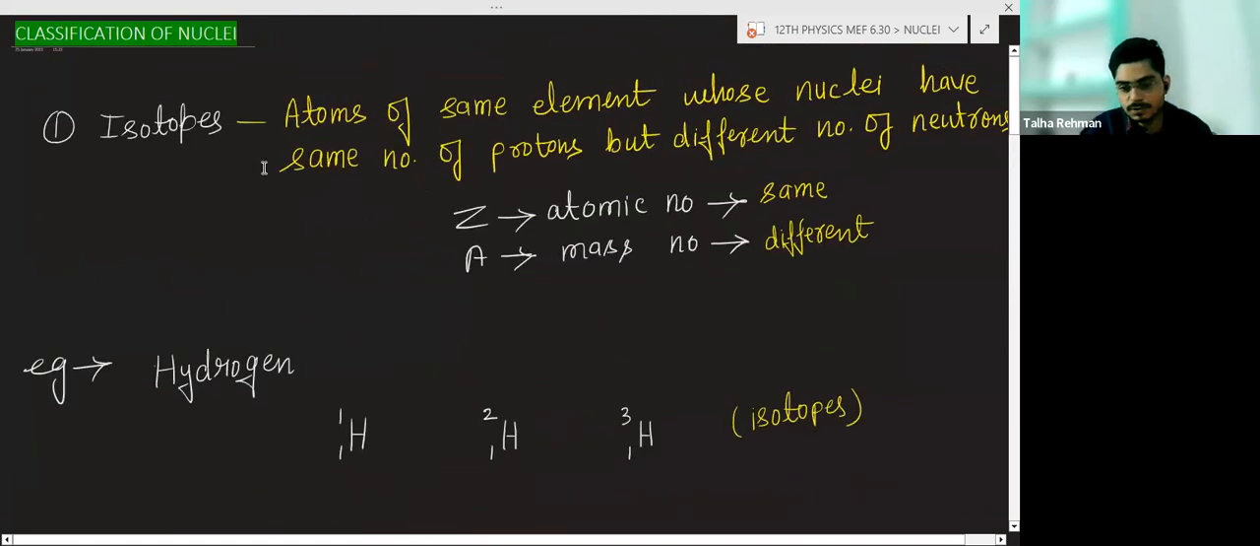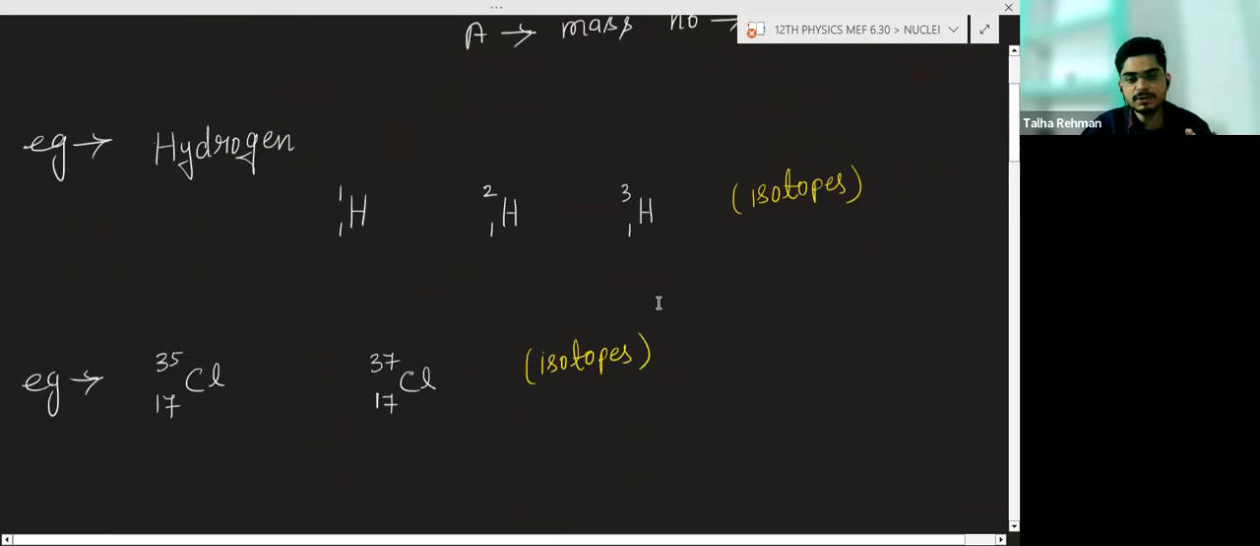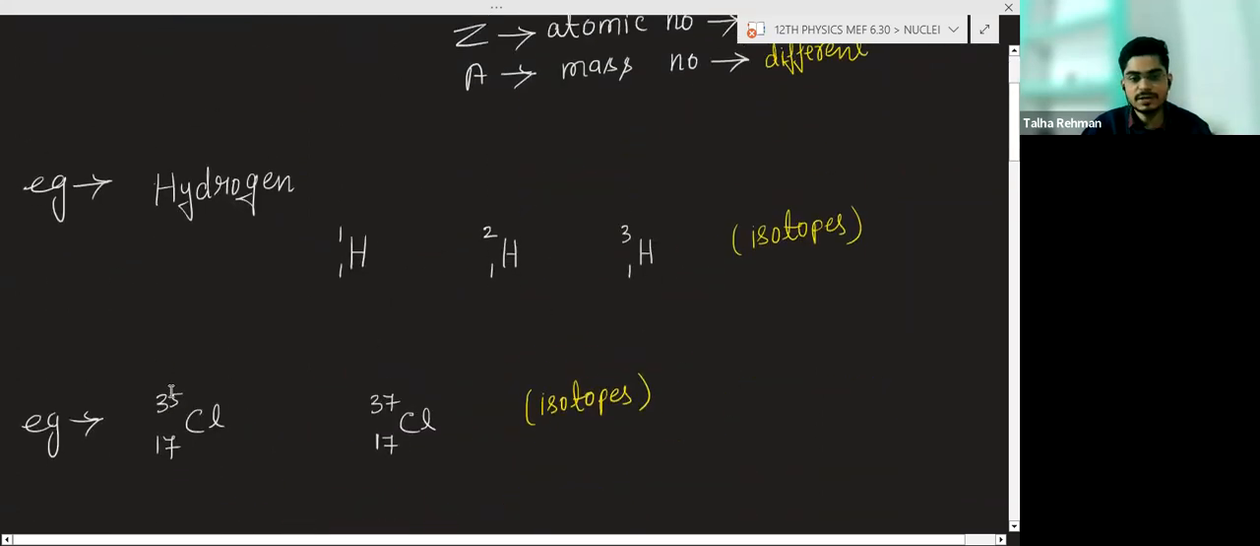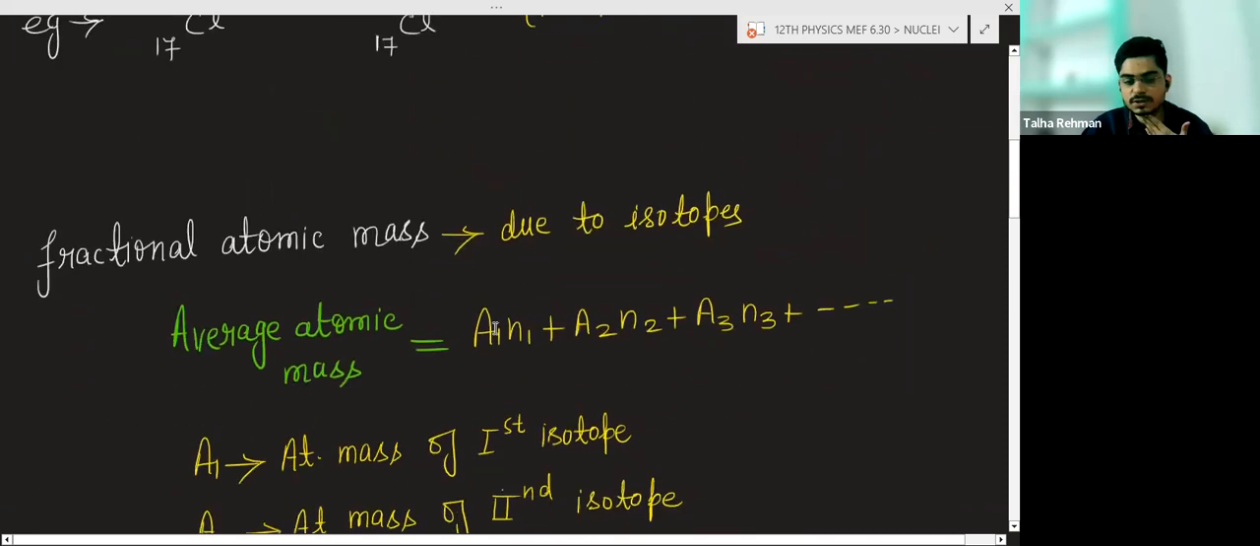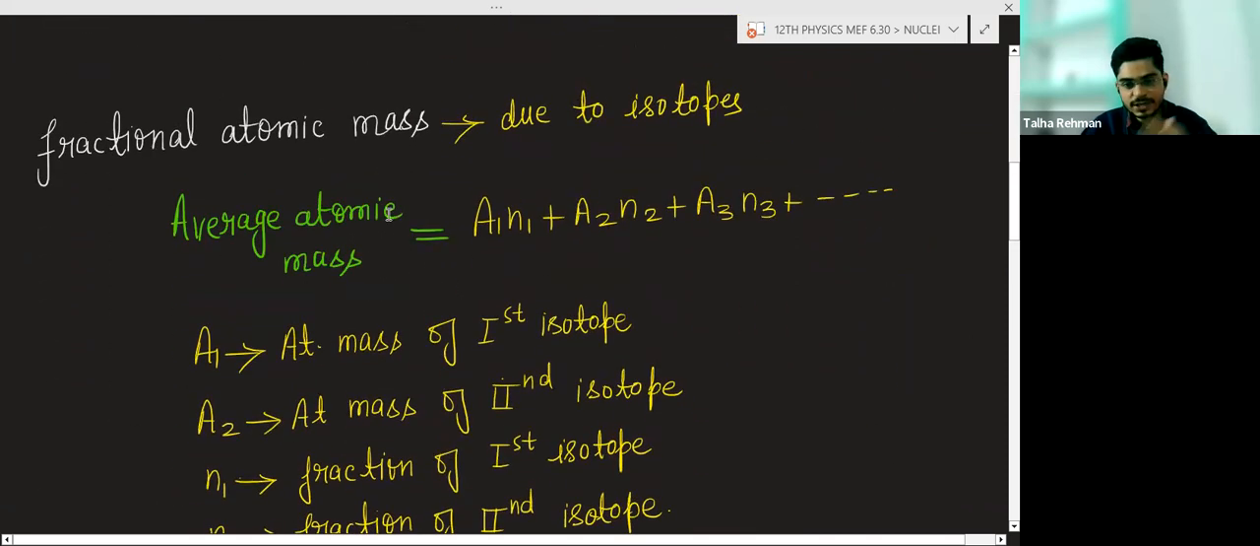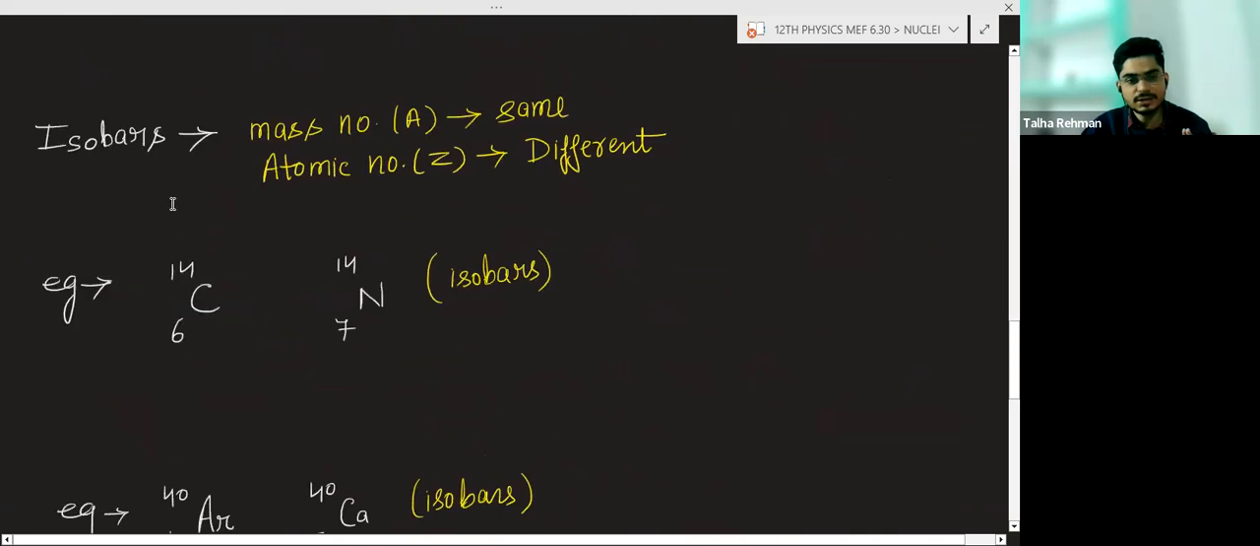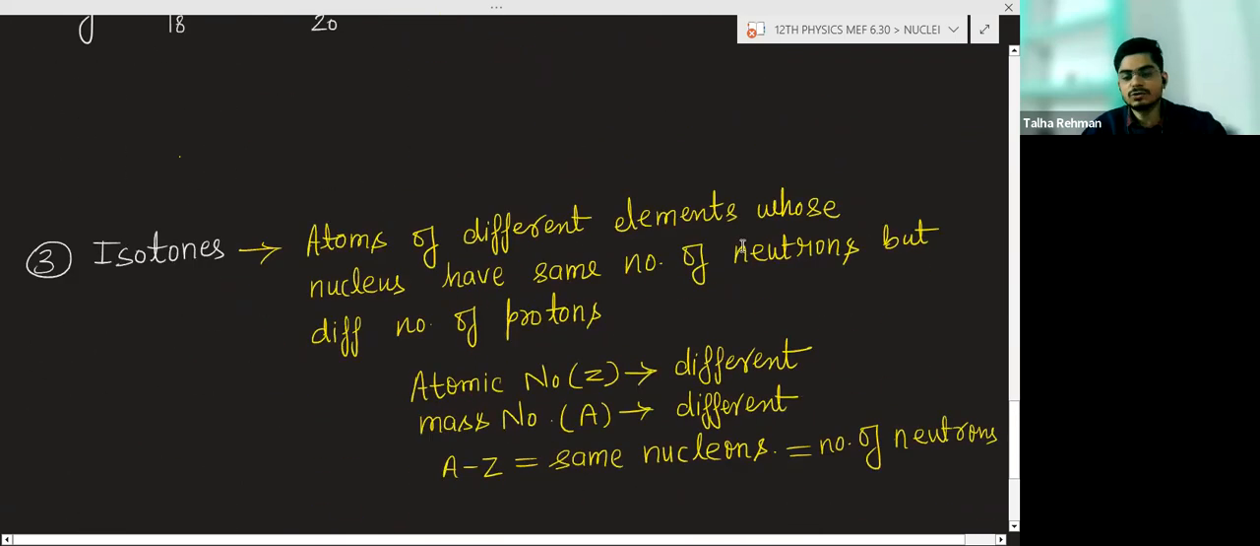Isotopes have the same atomic number but different mass number. The example is this. This is also an example of isotopes. After that, fractional mass, after that isobars, after that isotones.